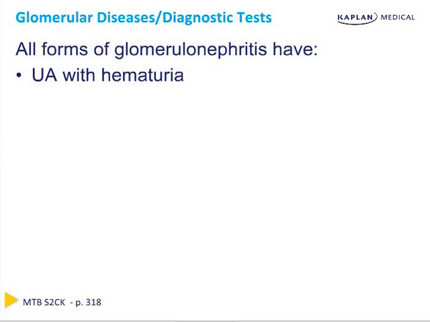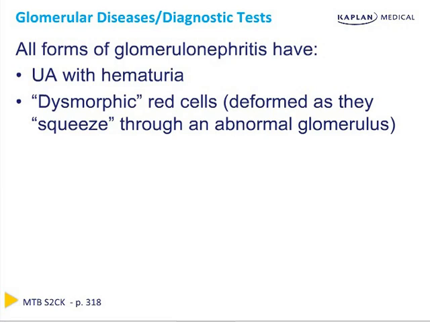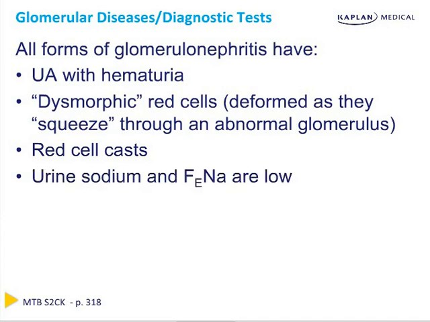The first is hematuria. It's present because the glomeruli usually provide the filtration mechanism that keeps red blood cells out of the urine. Those red blood cells are dysmorphic because they're squeezed through the abnormal glomeruli. They can also form red blood cell casts as they clog up the tubular system and are subsequently flushed out into the urine. The urine sodium and the fractional excretion of sodium are both low because the tubular mechanism to absorb electrolytes works just fine. It's the filtration system here that's abnormal.